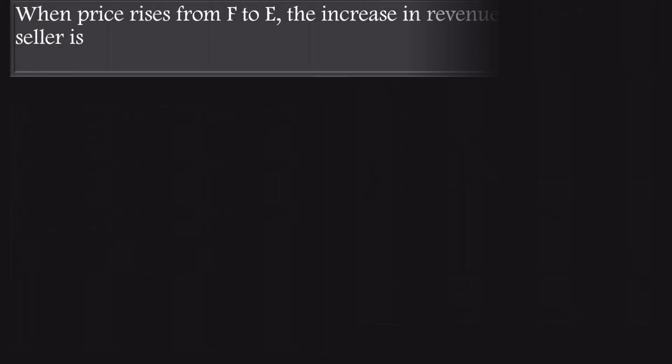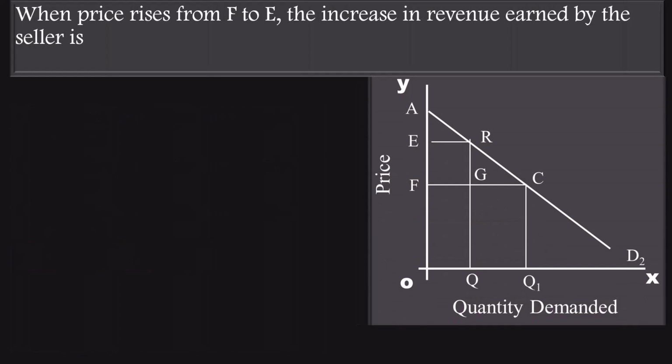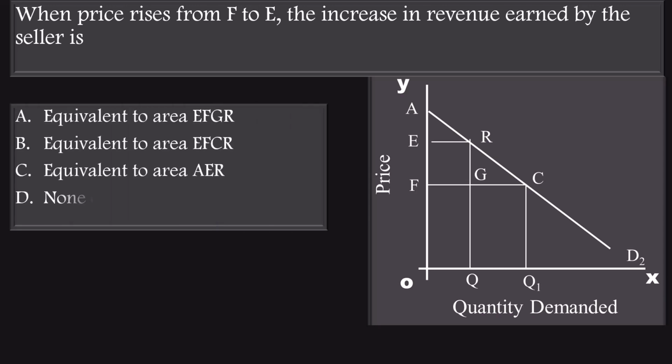Eighth question. When price rises from F to E, the increase in revenue earned by the seller is: options: A. Equivalent to area EFGR. B. Equivalent to area EFCR. C. Equivalent to area AER. D. None of the above.